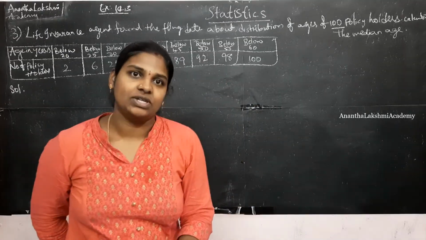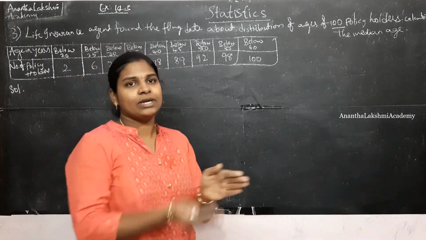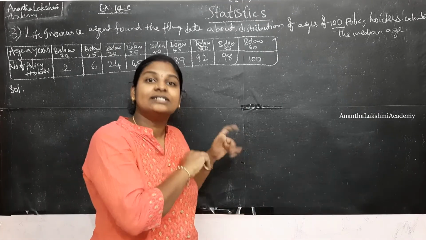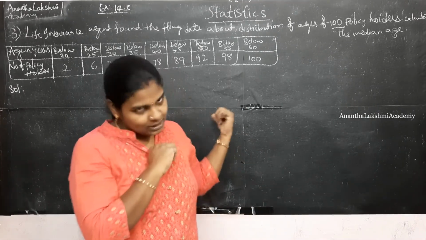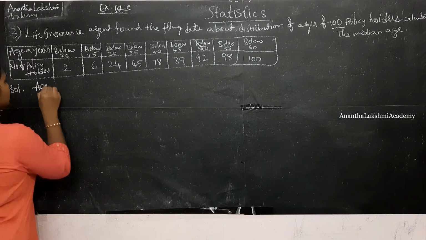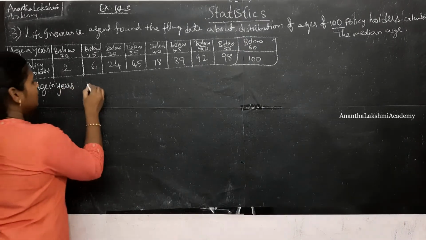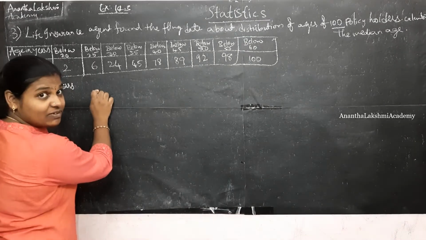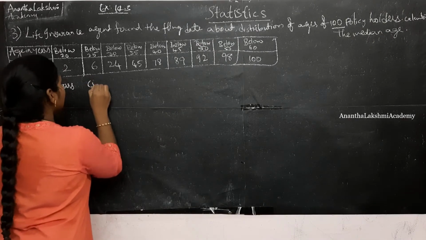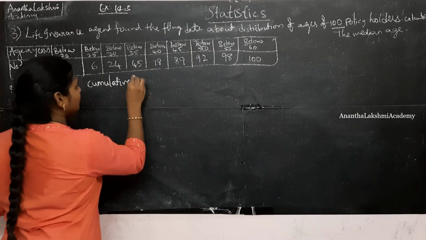We need to figure out the frequency. How do we figure out cumulative frequency? By summing up the frequencies. So in order to figure out the frequencies, we need to do subtraction. How do we do it? Let's look into it. So what is given? Age in years. The number of policy holders, we figured out, is a cumulative frequency.